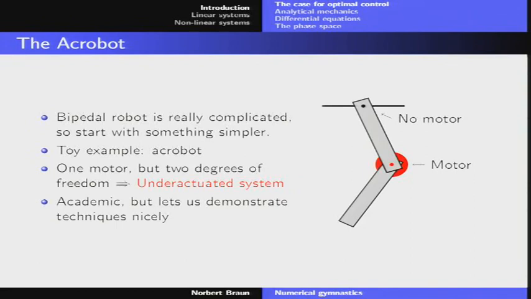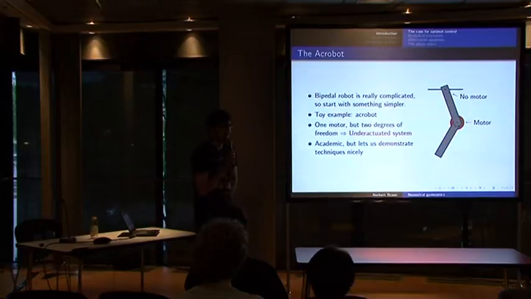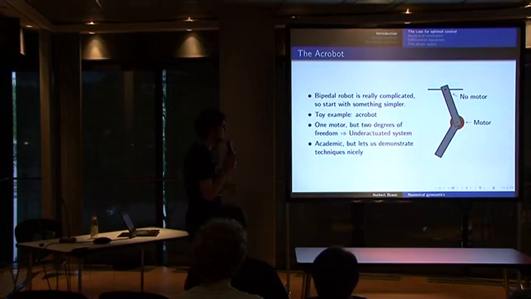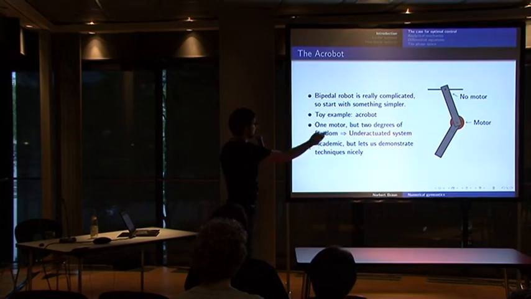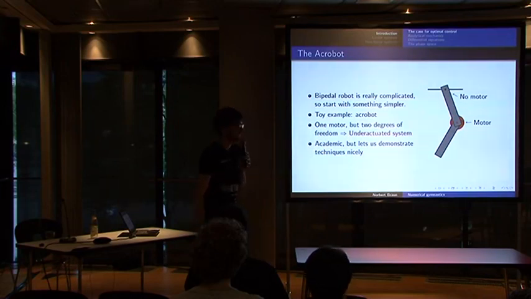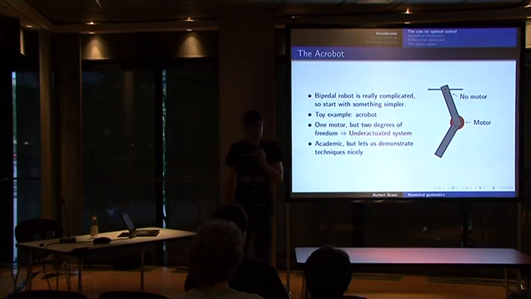Now, of course, this is completely academic. We could just add another motor or put the motor to the top and make the second bearing rigid. But it demonstrates the techniques nicely. And one important feature of the system is that it is what is called under-actuated. So we have 2 degrees of freedom, two angles for the two links, but only one actuator input, this motor. And the techniques I'm going to show you will let you deal with this kind of system and solve the problems you want to solve.